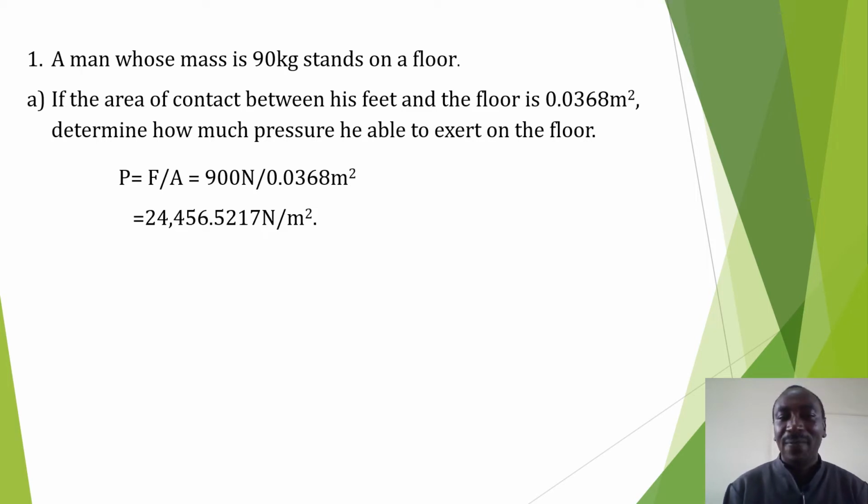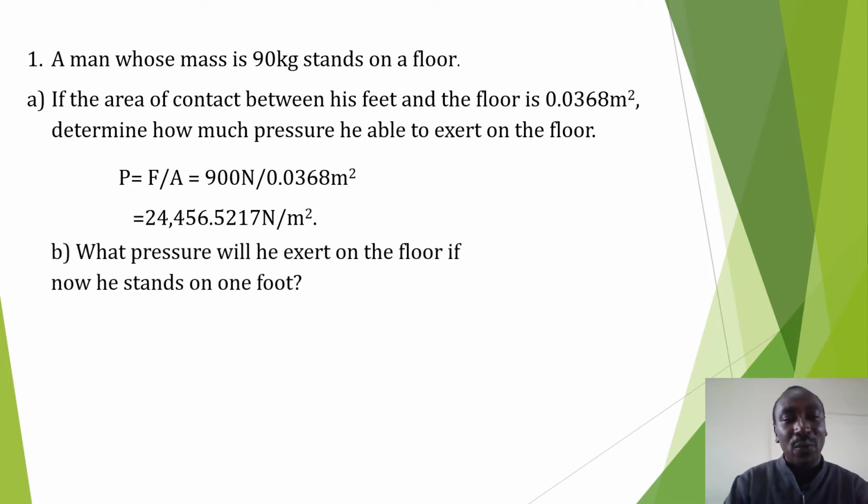24,456.5217 newtons per square meter. So you simply remember that it is force over area. If there is a question, what is the pressure that will be exerted on the floor if now he is standing on 1 foot, assuming that his feet are uniform, meaning that they are equal in size, you just divide the area by 2. Therefore, for this case, we expect the pressure to be more because the mass will remain constant, but now the area decreases.